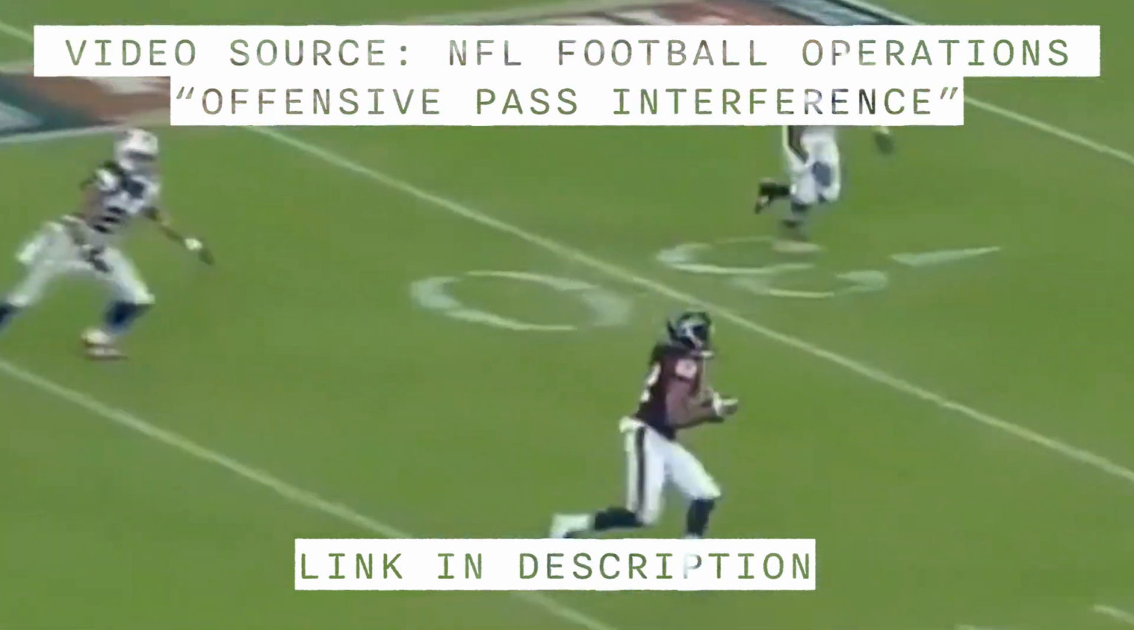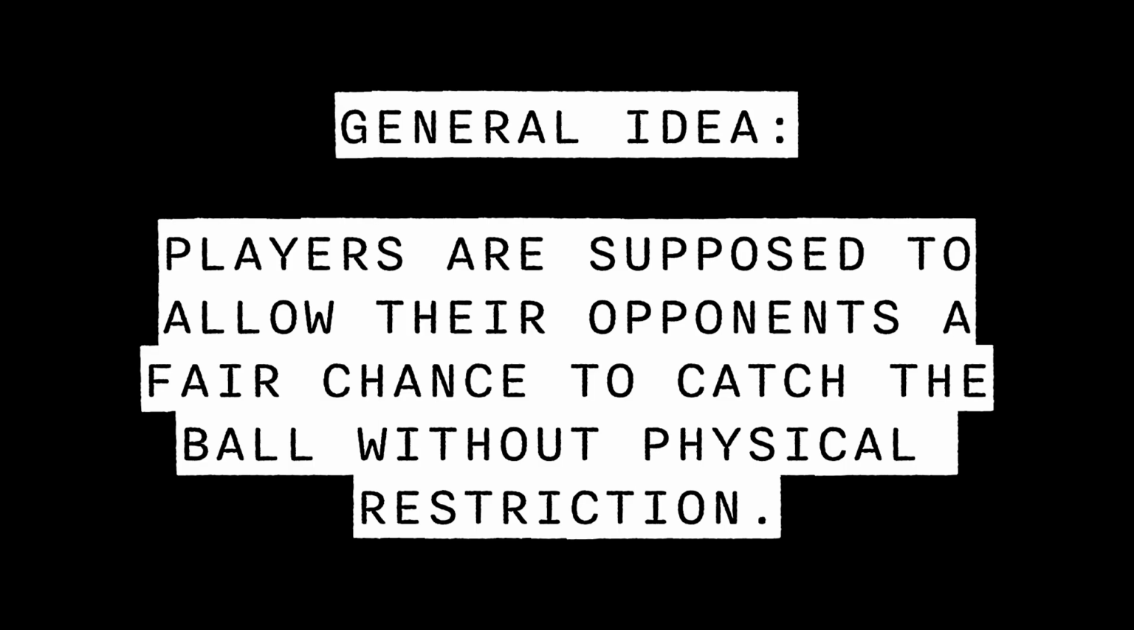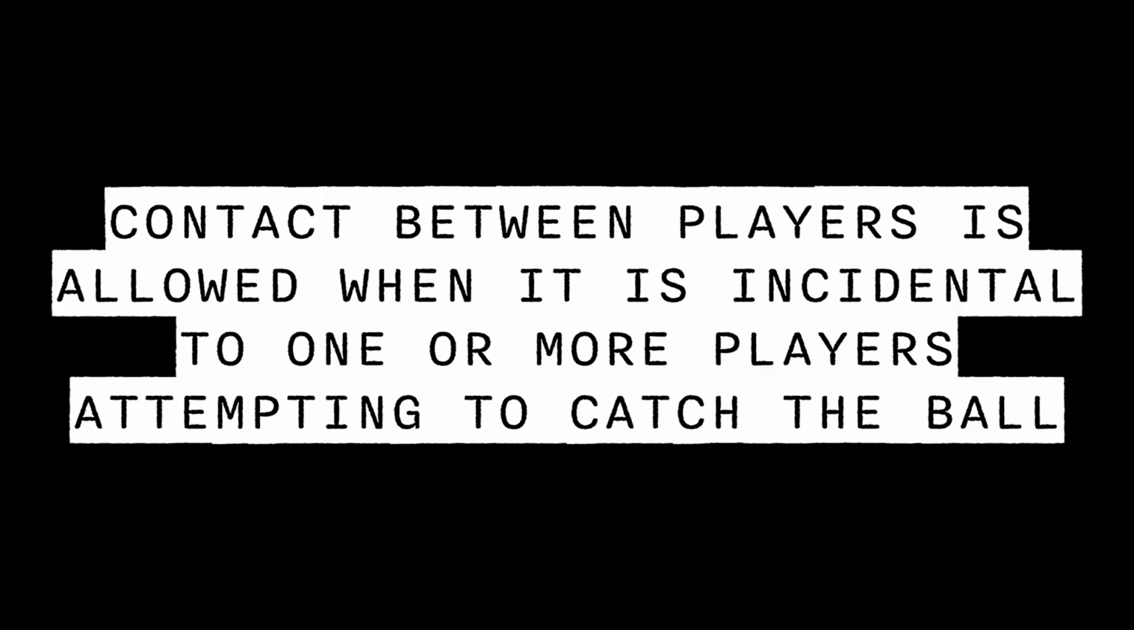So this overview gives you the general idea and the general spirit of the pass interference penalty. The idea is that players on both teams are supposed to allow their opponents a fair chance to catch the ball without any physical restriction. Physical contact is allowed, as it's often impossible for two people trying to catch the same ball not to touch one another, but what's not allowed is pushing, grabbing, body blocking, etc. With that all out of the way, let's get started.